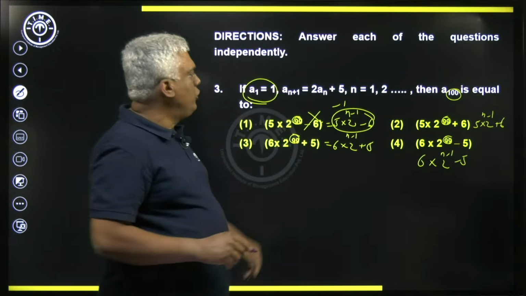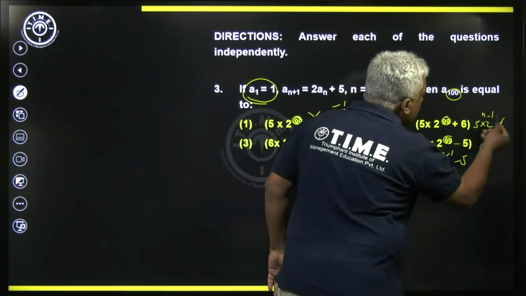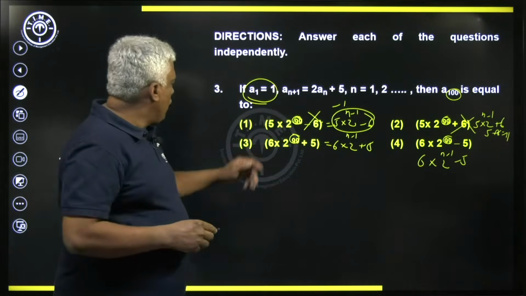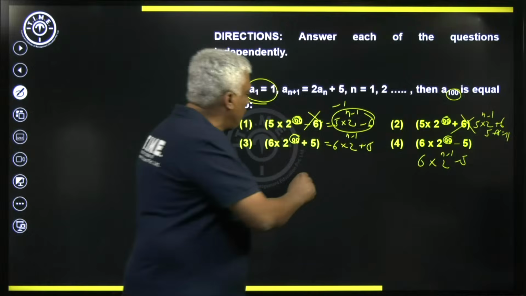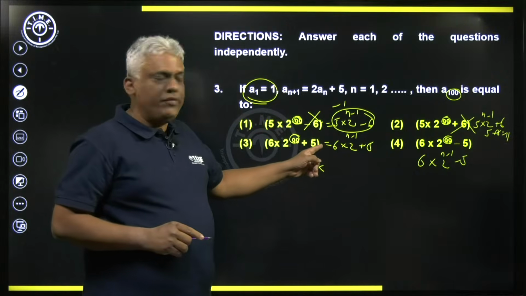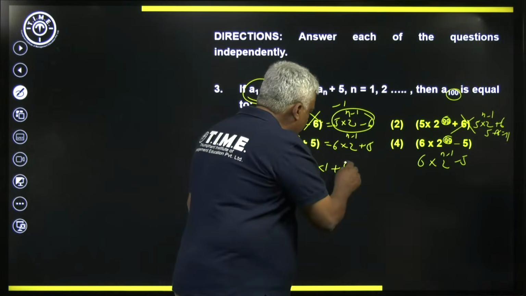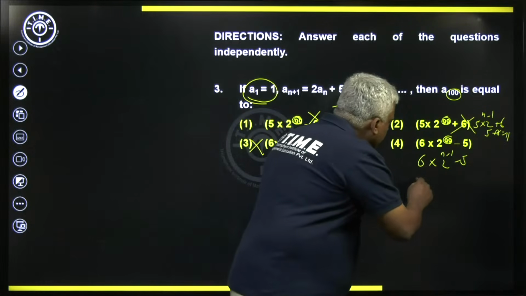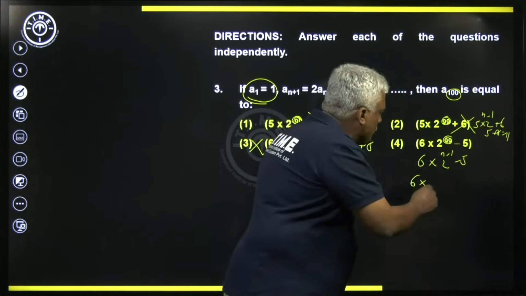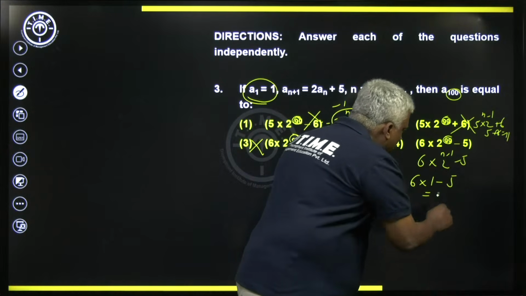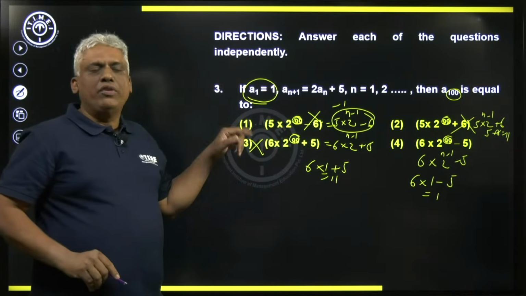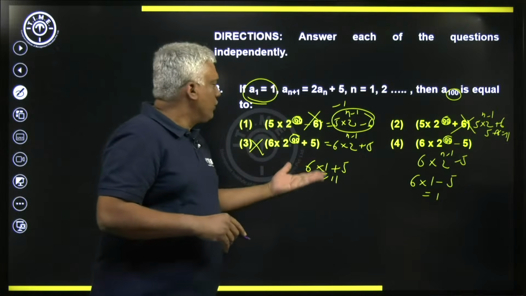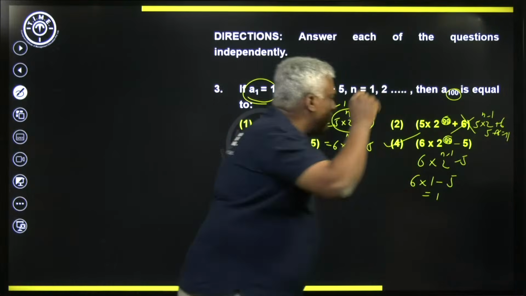If I switch to option 2, if I put n equals to 1, it will be 2 to the power 0, 1, 5 plus 6, 11. Again, a1 is not 11, it can't be the answer, right? Third option, it will be 6 into 2 to the power 0. If I put n equals to 1, 6 into 1 plus 5, 11. Obviously, again, this can't be the answer. If I look at the fourth option, it is 6 into 2 to the power 0, that is 1, minus 5, that is coming 1, and it is satisfying. Okay, no need to check for the second term or third term. If you want, you can check a2 also, but no need to check. So the option is the fourth option, right?